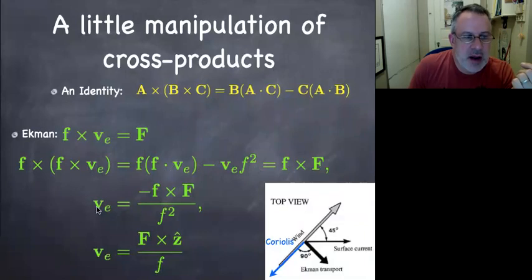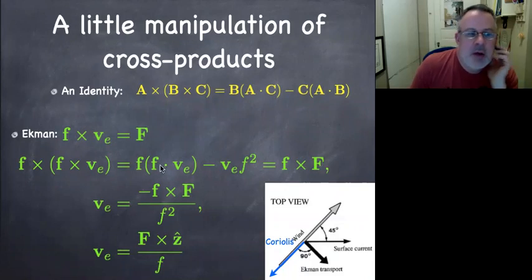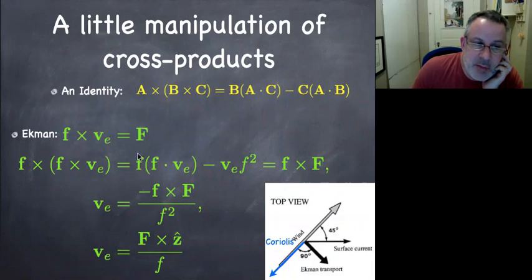Simplify, because now we can actually solve this side of the equation for VE. Then we get F cross F. Oh, we missed one step. F is in the vertical direction, VE is in the horizontal direction, so F dot VE is 0. Cross that term off the list. Now we just have VE F squared equals F cross F.